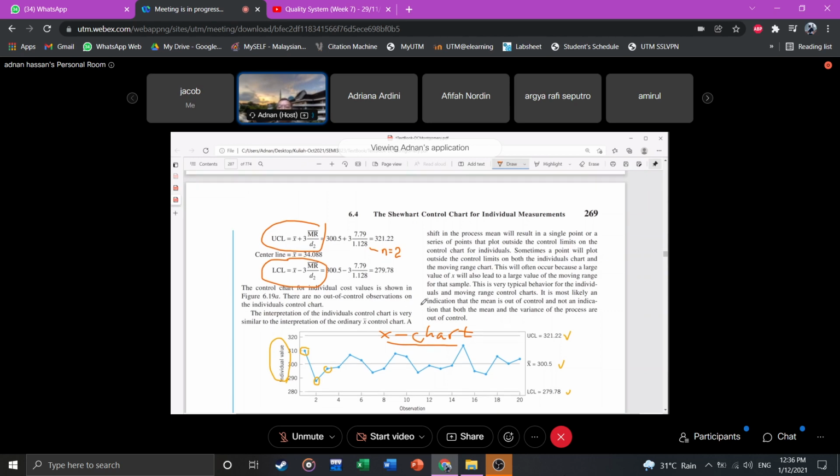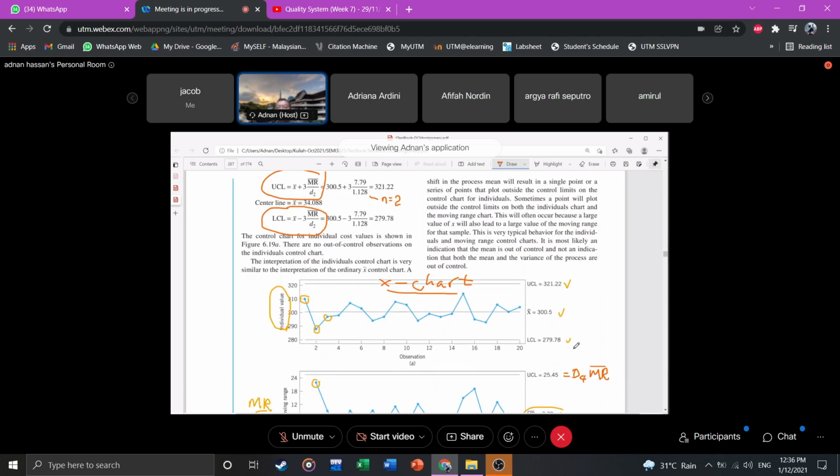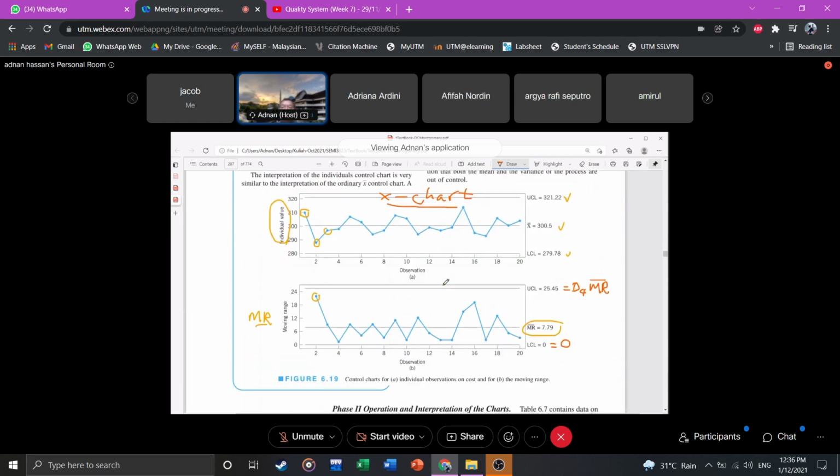This is where you get it here. Where do you get this value? So this is X chart. Don't confuse. This is not X bar chart, this is X chart, and this is moving range chart. Moving range, MR chart.